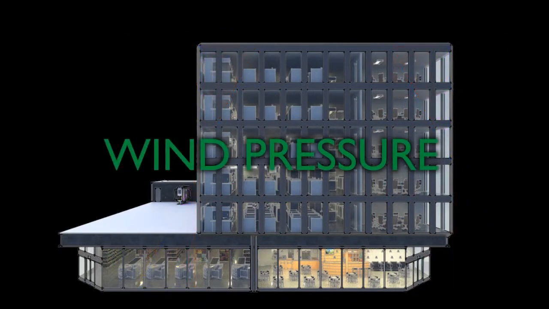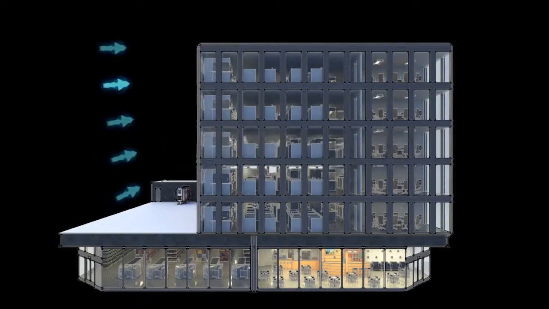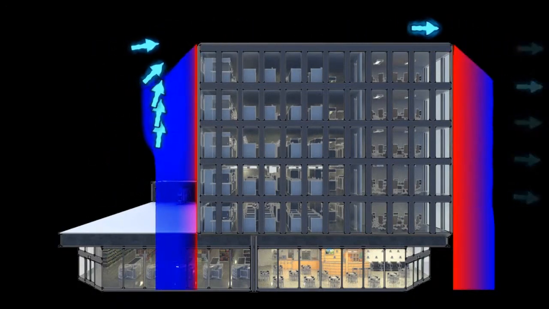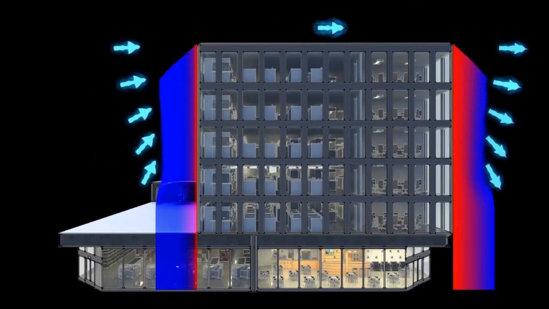Wind pressure. The second, wind pressure, results from a difference in pressure between the windward and leeward sides of the building. The positive pressure on the upwind side pushes from outside to in, and the negative pressure downwind draws internal air outwards.